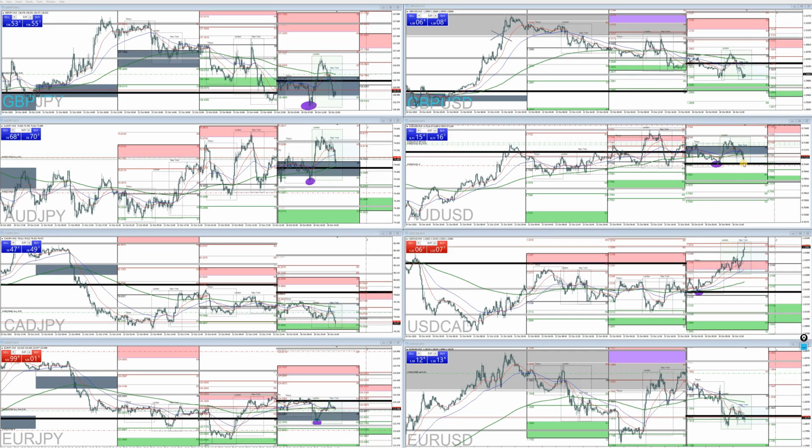We are getting a slight bounce off the weekly pivot points. However, this is early in the hour, so I don't have much confidence in this holding. The CAD really took off.